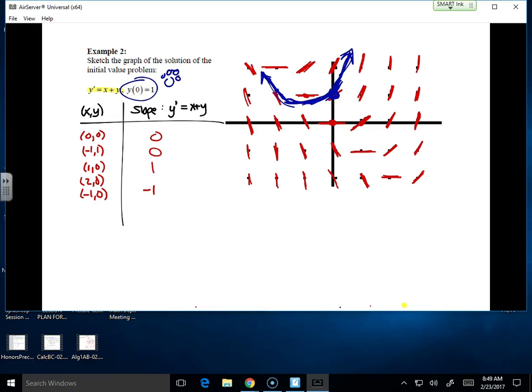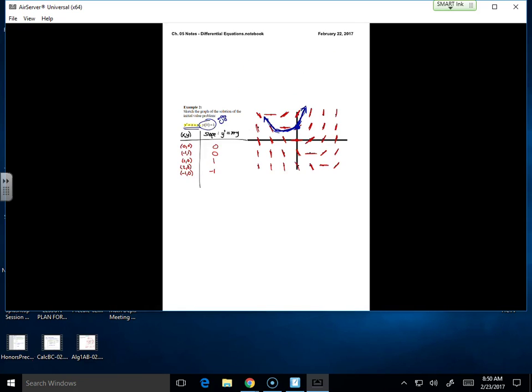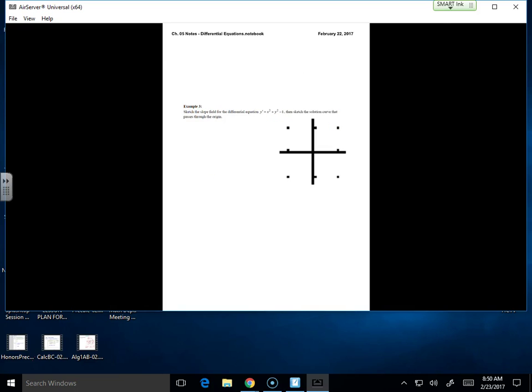But maybe as you guys can notice, depending on where your initial condition is, you might have very different looking graphs. If there is a different initial condition, not all differential equations, especially when they're based on x's and y's, will have solutions that look as nice and neat and the same. Just something to keep in mind. But if we follow the flow, we're good, we're fine. Okay? That's example number 2. Example number 3. Sketch. We don't need to do that one.